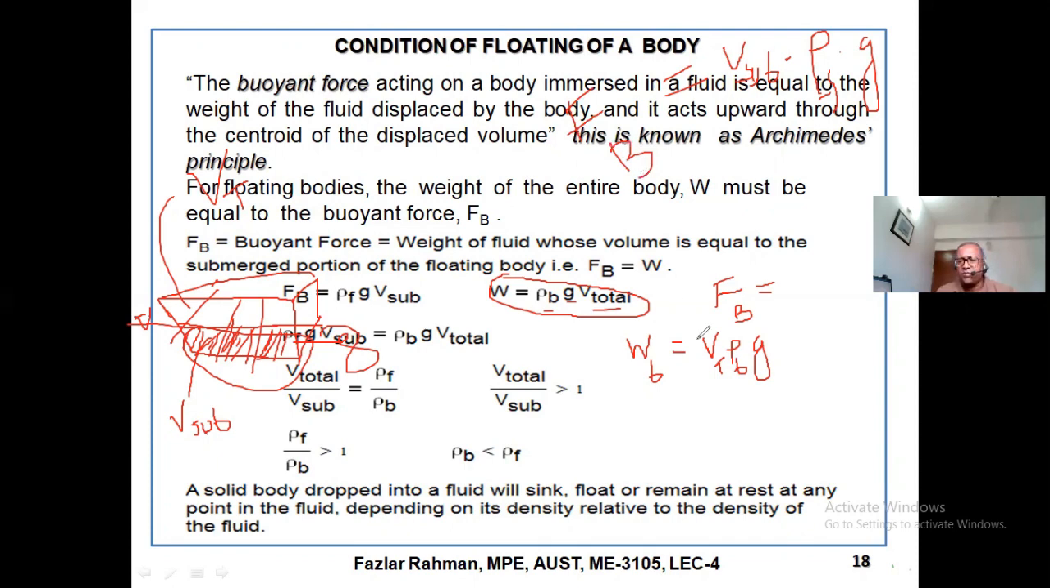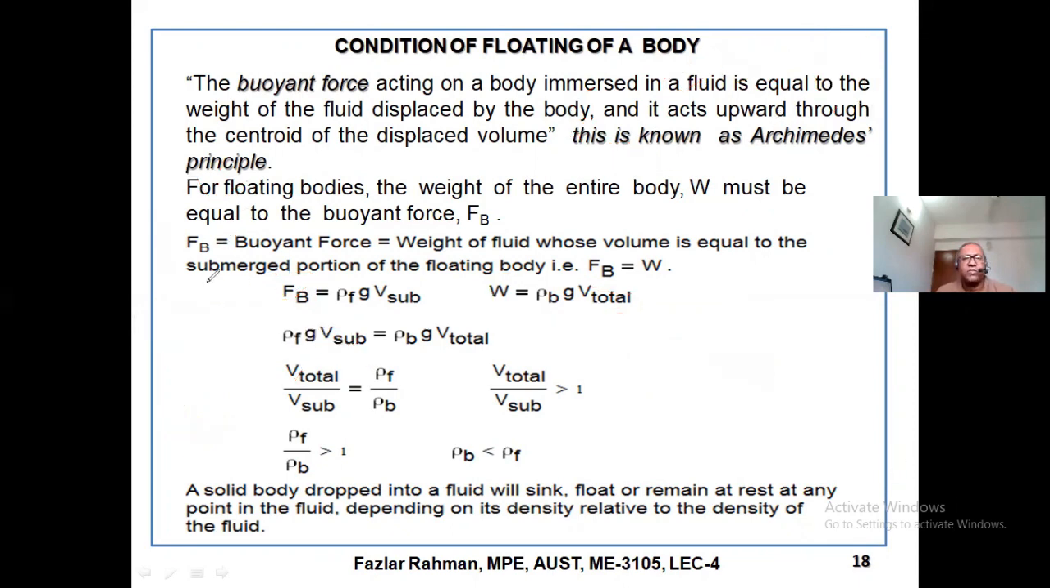Okay. Now, if a body floats in the water, then what will happen? These two will be equal, right? Now, it says the buoyant force is equal to the weight of the fluid whose volume is equal to the submerged portion of the body. So the submerged portion of the floating body equals the volume of displaced fluid. This is the main equation, because the force working upward has to be equal to the weight of the body. So this is the weight of the body and this is the force working in the upward direction.